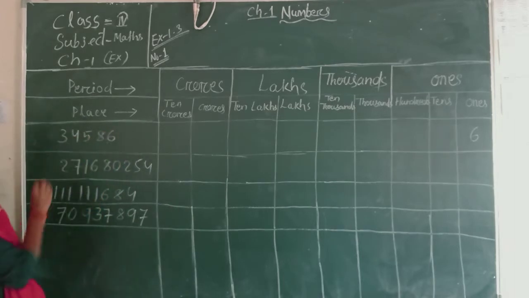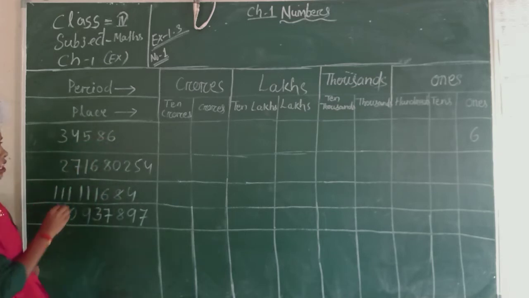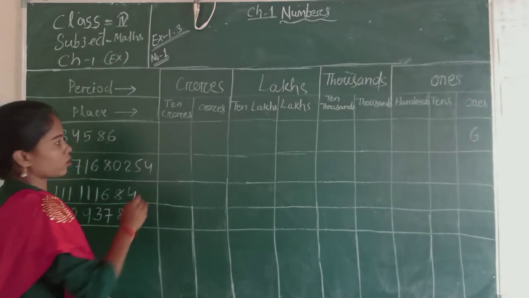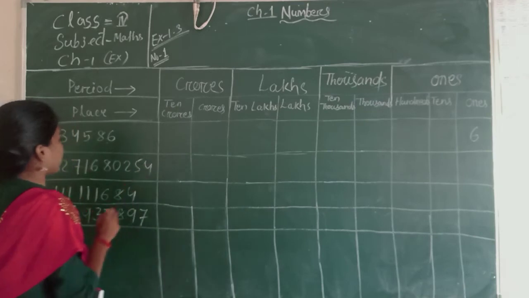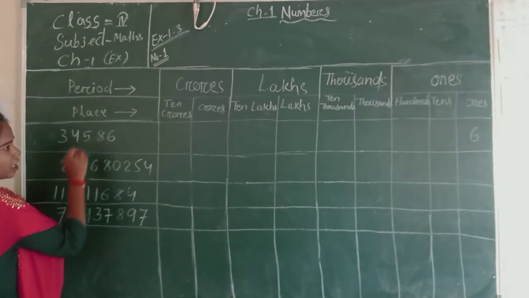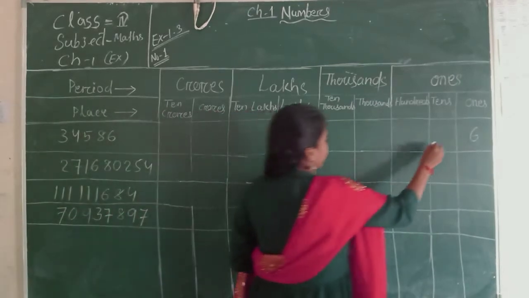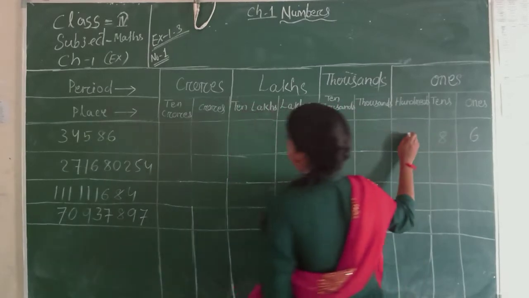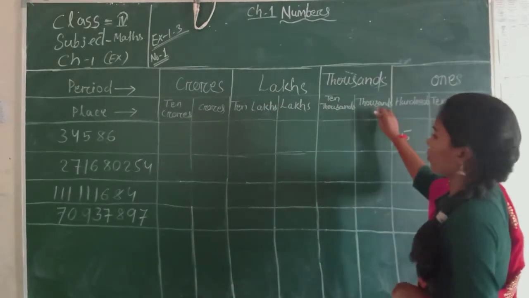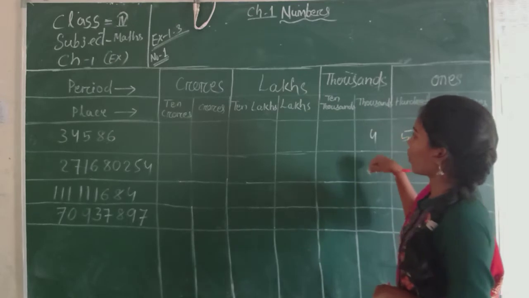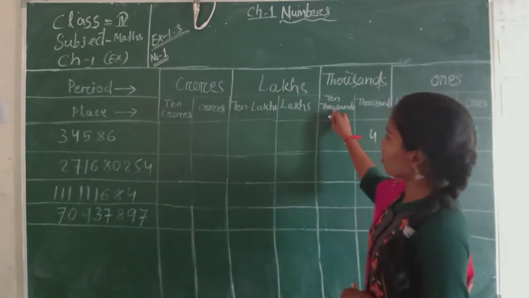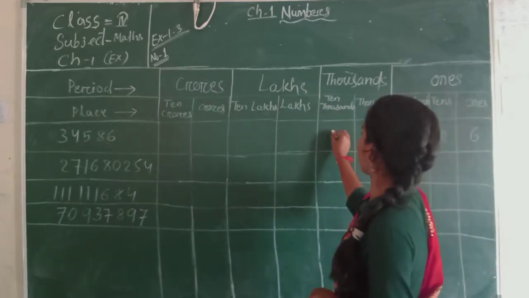So your last digit, that is 6. Which place is it? 1's place. So write down 6 in the 1's place. Next 8. 8 is in the 10's place. So write here 8. Next in 100's place there is 5, in 1000's place 4 and in the 10,000's place 3.